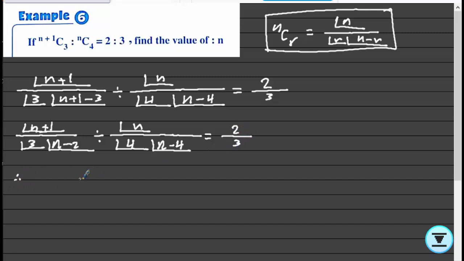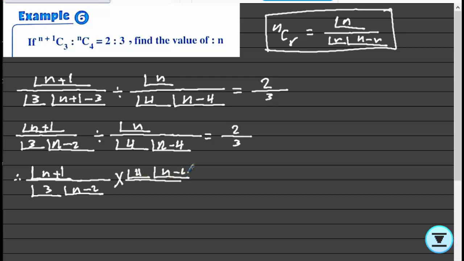Now we can write this form again. Factorial (n+1) over factorial 3 multiplied by factorial (n minus 2), multiplied by, and we write the reciprocal of this fraction, which equals factorial 4 multiplied by factorial (n minus 4) over factorial n. Also it is equal to 2/3.